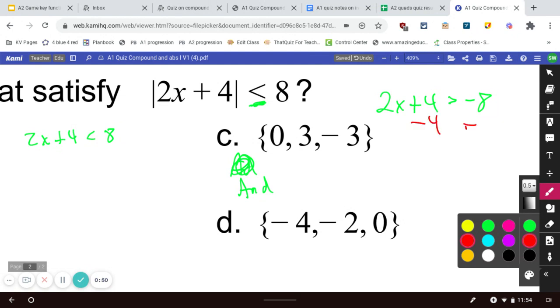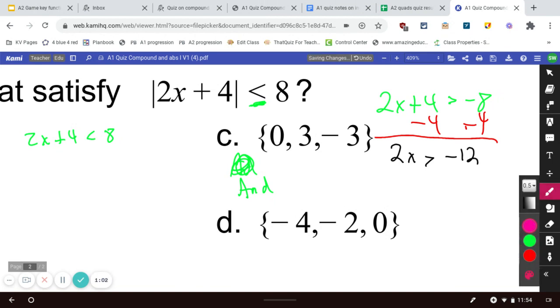Subtract 4. And this will give us 2x is greater than negative 12, negative 8 minus 4. And then divide by 2, and x is greater than negative 6.